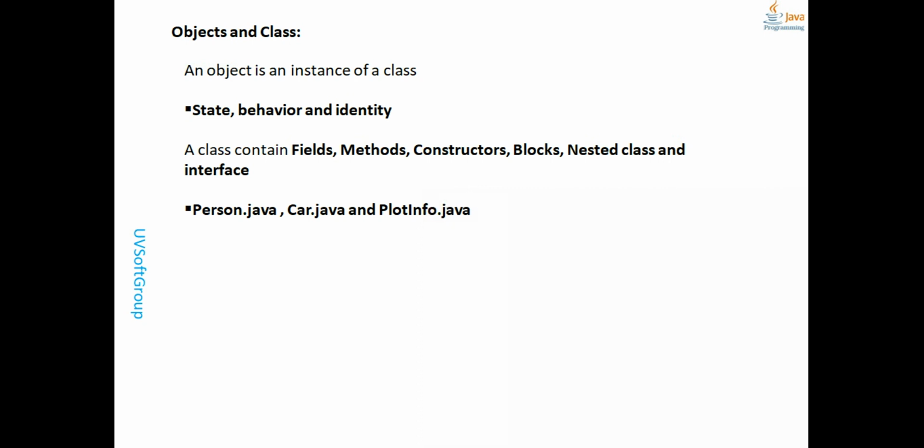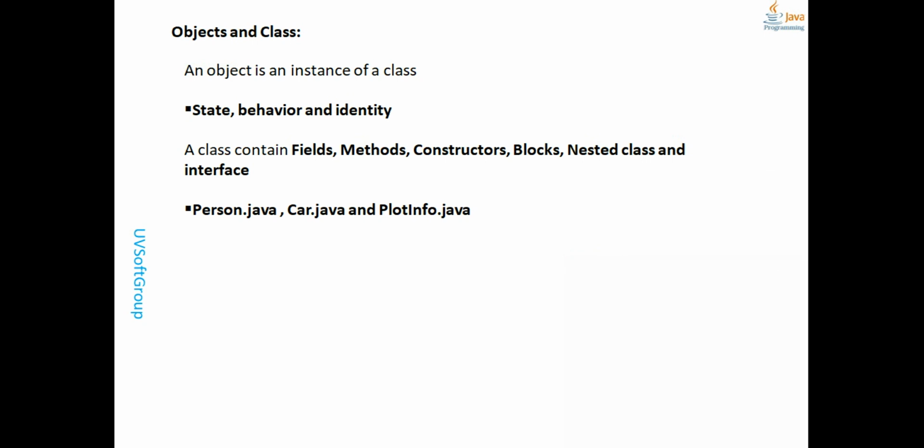Because there are blocks and static blocks, and nested classes and static nested classes, and interfaces, nested interfaces, these things are coming in later screencasts. If you take one example, like here, the person.java, the card.java, each one is a class, and this class contains its own fields, methods, and constructors.